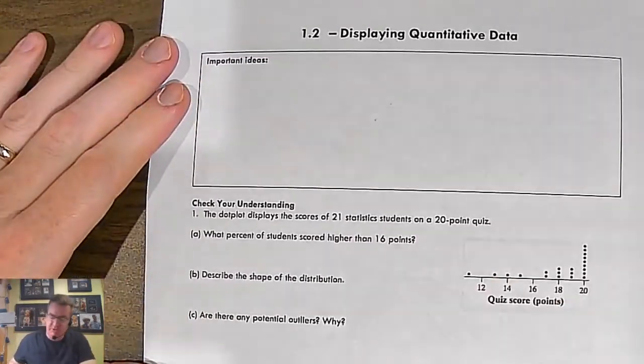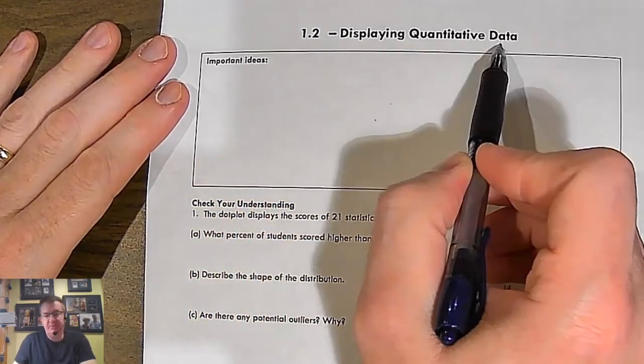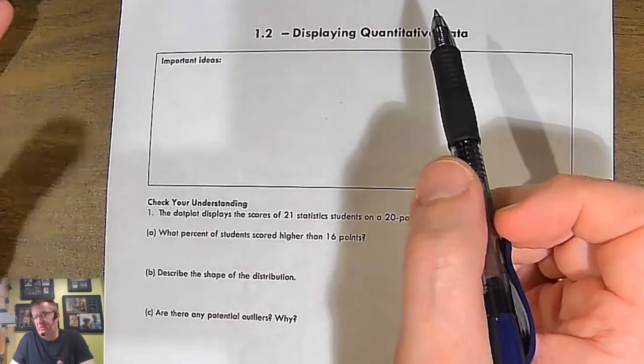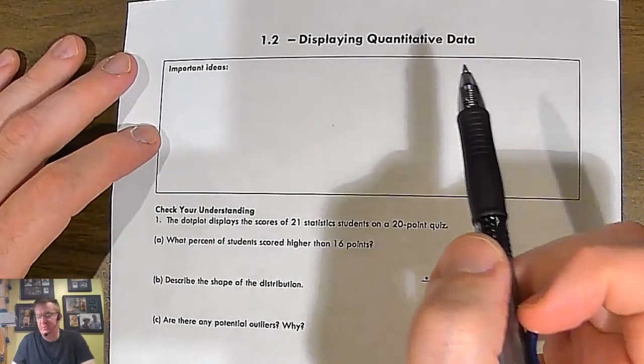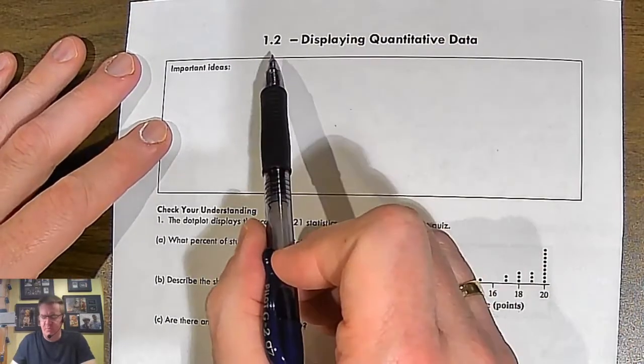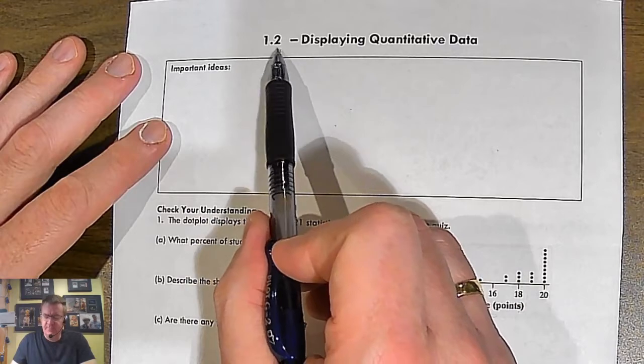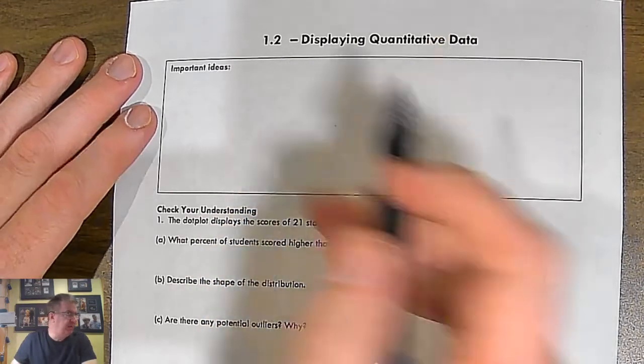So for describing distribution, again, this is going to go on the top of your notebook, on the top of however you're setting up. If you're doing 1 per page, 2 per page, probably 2 per page, I wouldn't go any more than that. Displaying quantitative data.